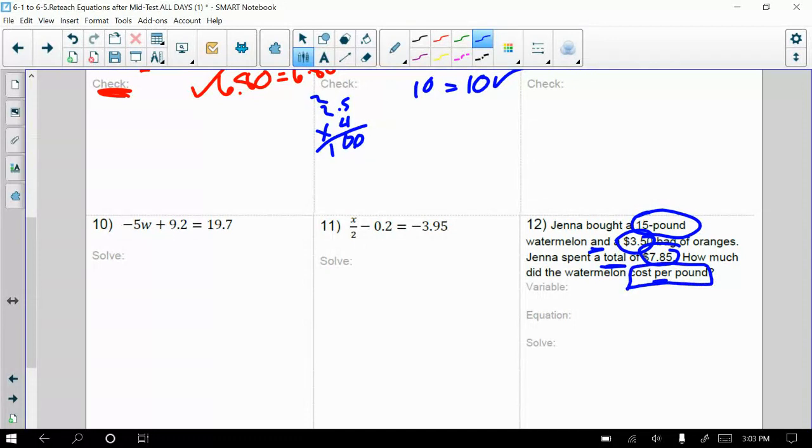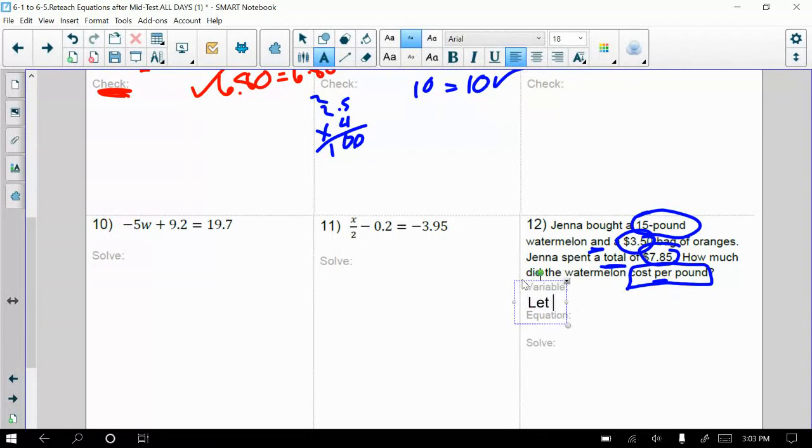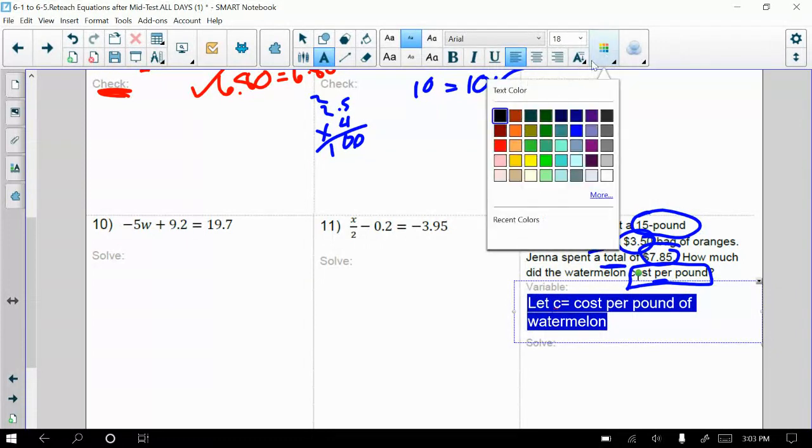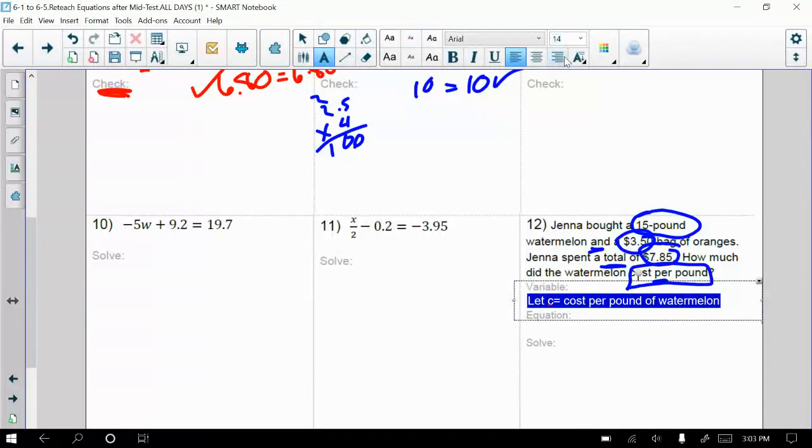And per tells you you're multiplying. So what is our variable? Well, there's multiple different variables you can use. There's not just one. So if you think of one differently, you can. So let C equal cost per pound of watermelon. Like I said, if you want to use let W equal the watermelon cost per pound, that's another way you could go.